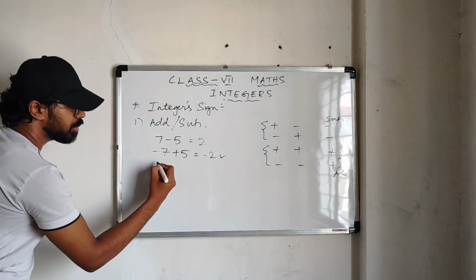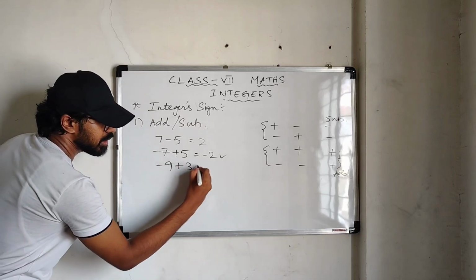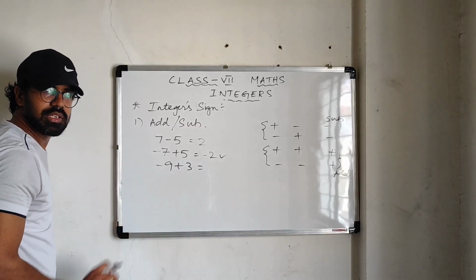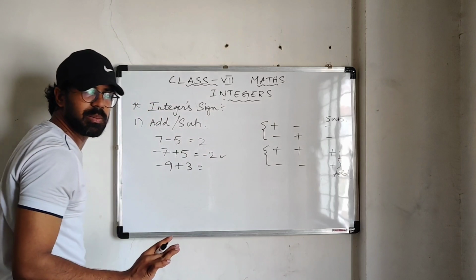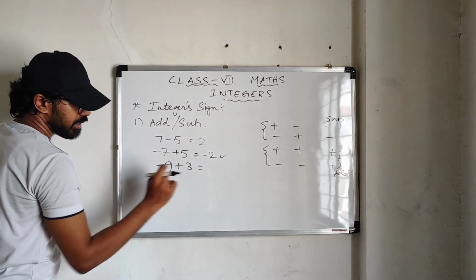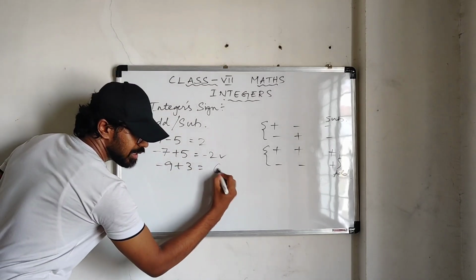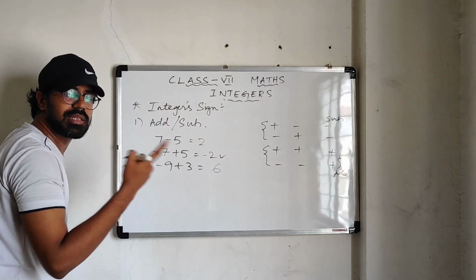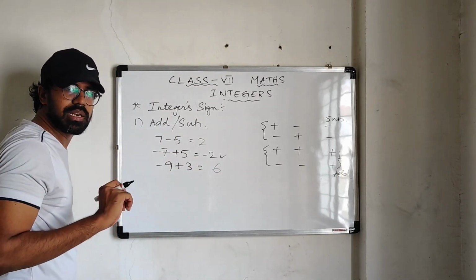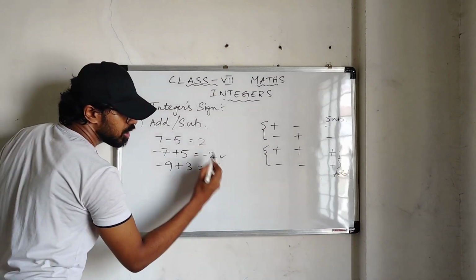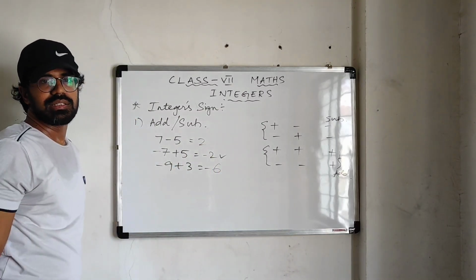Look at another example. If I add minus 9 plus 3. Different signs. Different signs means what are you supposed to do? Subtract them. So if you subtract them, then minus 9 plus 3 will give what? 6. But what will be the sign? The bigger number's sign. So it is always going to be the bigger number's sign. What is the bigger number? 9. So simply your answer is minus 6.